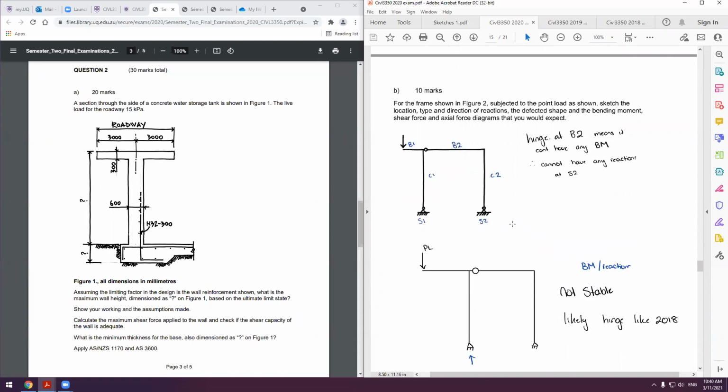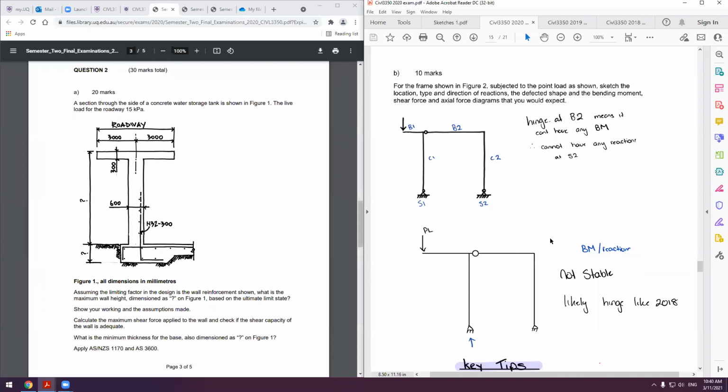So this question, this 2020 first example, isn't the best one to give you. As you can see, not stable. The reason why I can work that out is, we've got this hinge here, which means that we cannot have any moment at this point. So if we're just looking at this section of our frame, we can't have any moment here, which means we can't have any vertical reaction force at support 2. Because if we had a vertical reaction at support 2, we would have a moment essentially going as the lever arm increases.